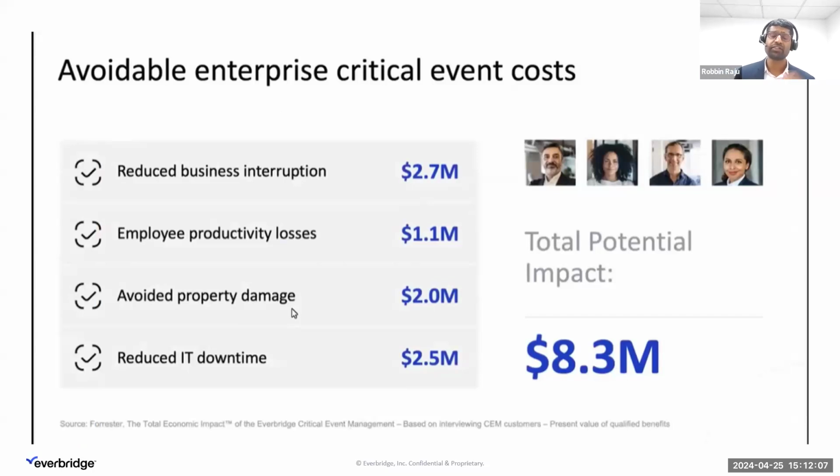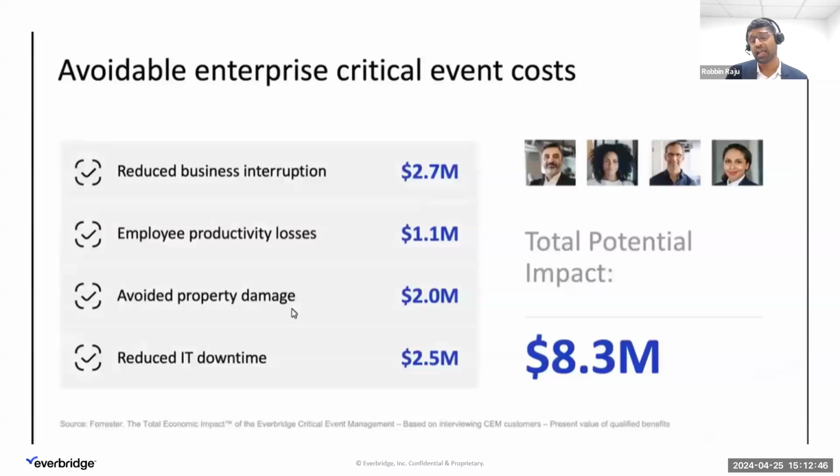So what they did is that they reached out to 200 customers across the world, ranging from 5,000 employees to 50,000 employees, from various verticals: BFSI, manufacturing, technical, and FMCG. And over the 3-year period, based on their interviews, these were the findings they put together: a saving of 8.3 million US dollars over 3 years across these 4 areas: reduced business disruption, reduced employee productivity losses, reduced damages to their property, and of course, reduced IT downtime.